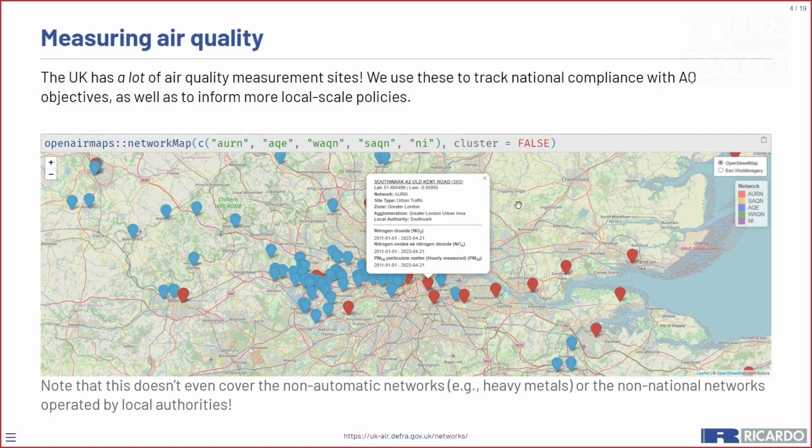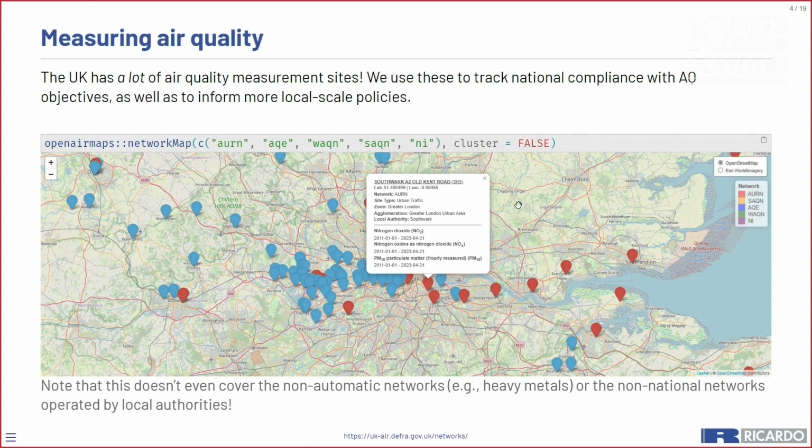Not every traffic site's the same, not every background site's the same. And this, as I've said at the bottom there, isn't even all of it. There are networks that are run by local authorities that aren't run by Ricardo or any kind of national level people, and also there are non-automatic ones. We measure things like heavy metals, hydrocarbons, etc., that don't continuously produce data but have different time signatures. So that's what we're looking at.